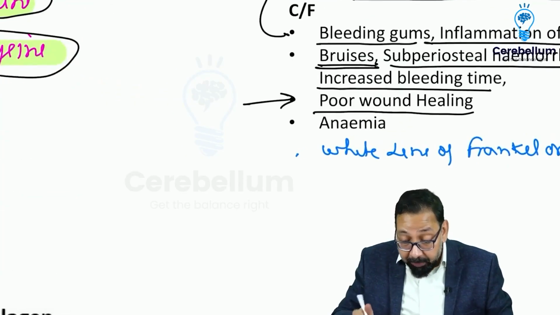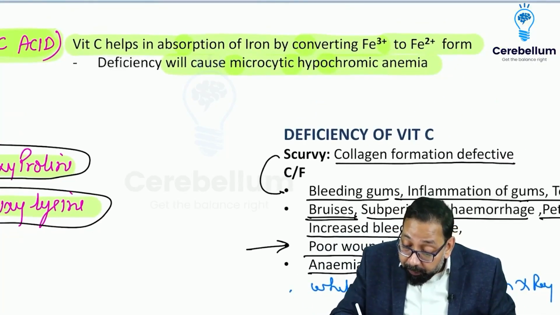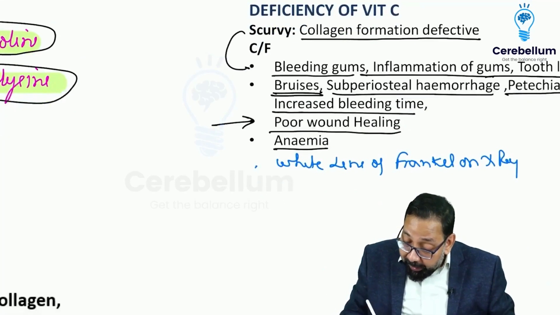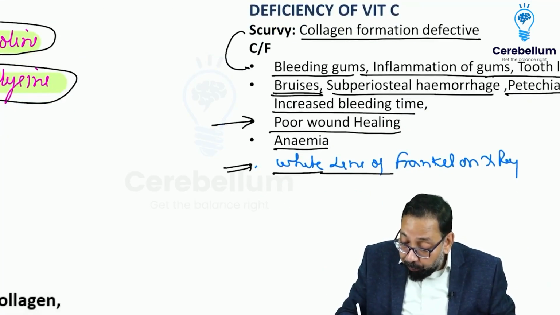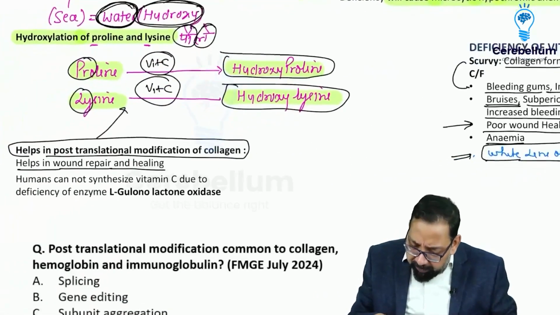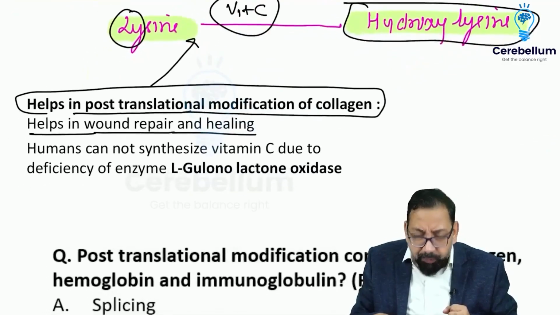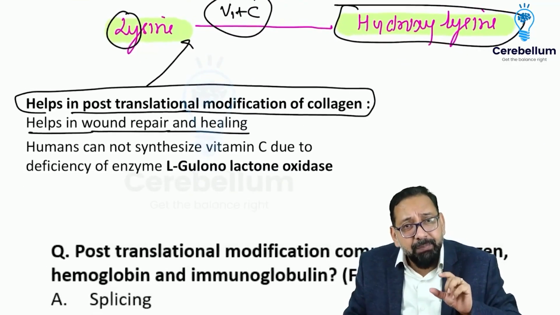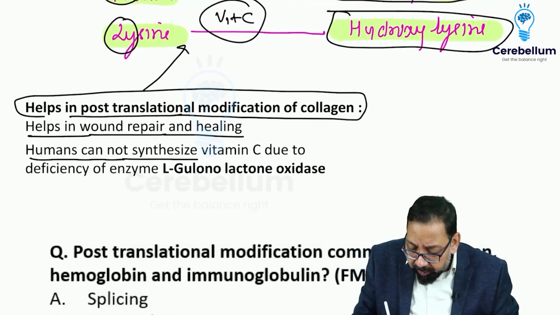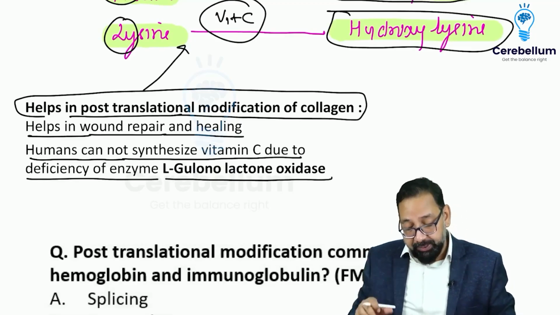Question is asked. Anemia, I told you microcytic hypochromic anemia, because vitamin C helps in the absorption of iron. Recently asked question: white line of Frankel on X-ray would be there in vitamin C deficiency. A question is asked that we can't synthesize vitamin C in our body because we are having deficiency of an enzyme, that is L-gulonolactone oxidase. So humans cannot synthesize vitamin C due to deficiency of L-gulonolactone oxidase.